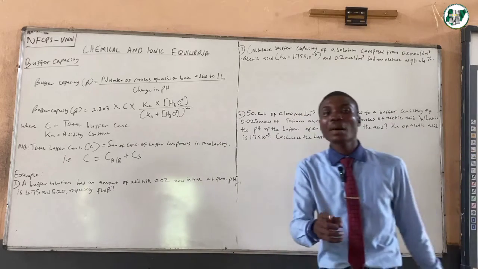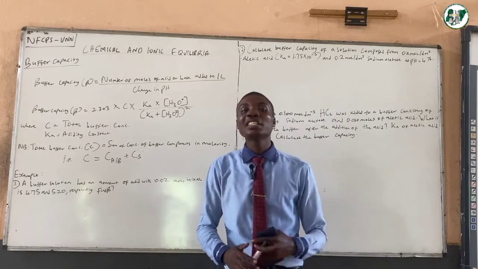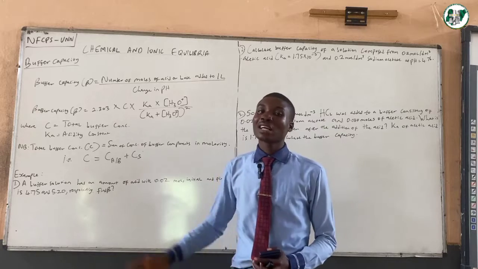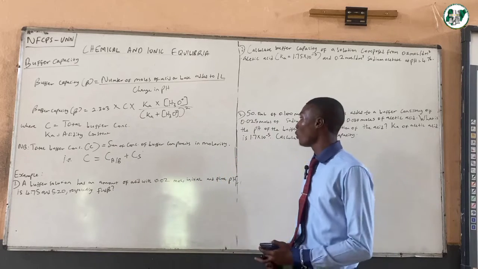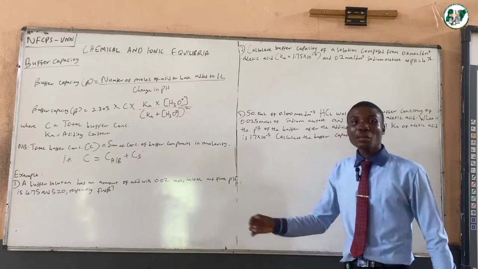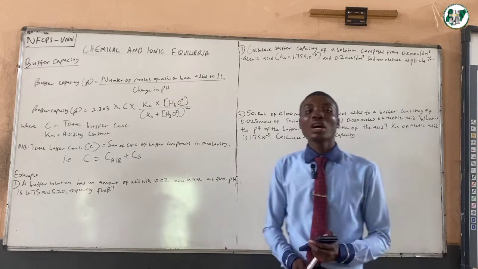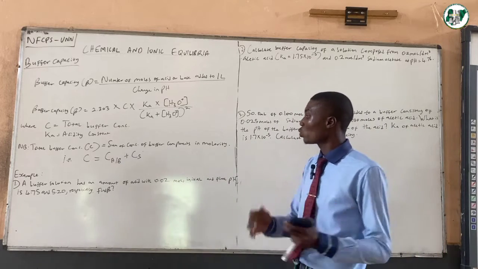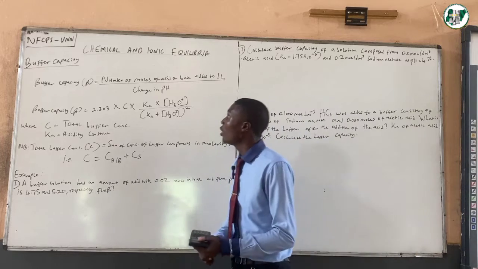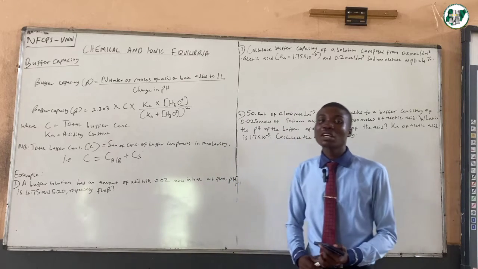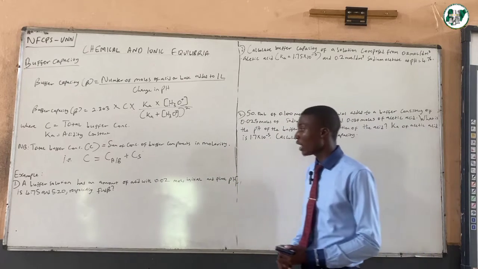So let us look at 3 examples. We'll look at the 4th example, and from there we'll move over to solubility product, common ion effect, and then we'll solve the exercise at the back of the tutorial materials. At any point where you get confused, please do well to ask your questions in the comment section, and it will be attended to promptly by the academic committee of the National Fellowship of Christian Pharmacy Students, UNN chapter.